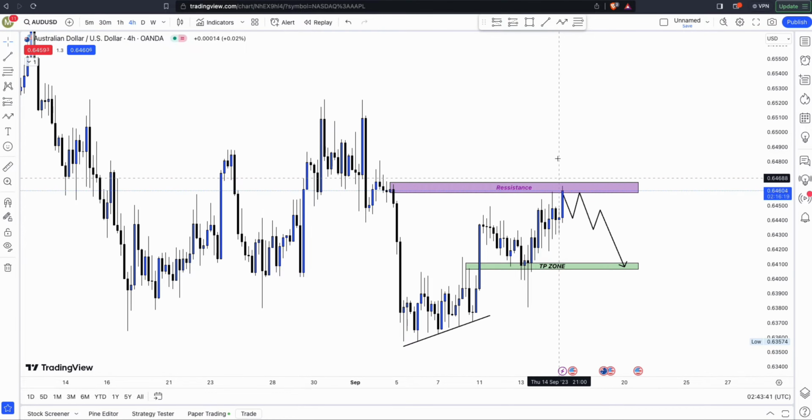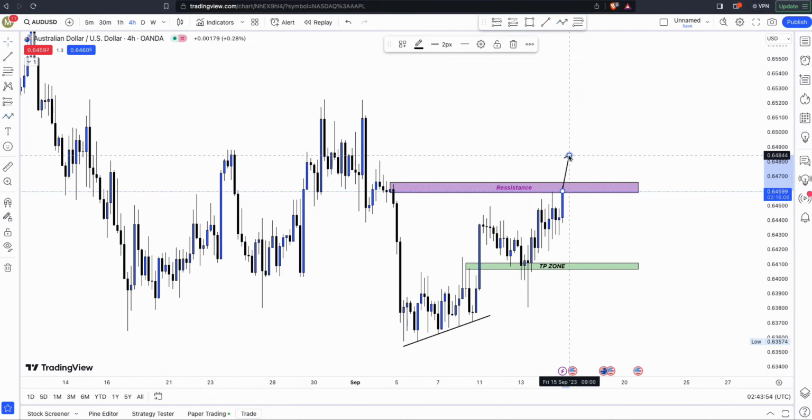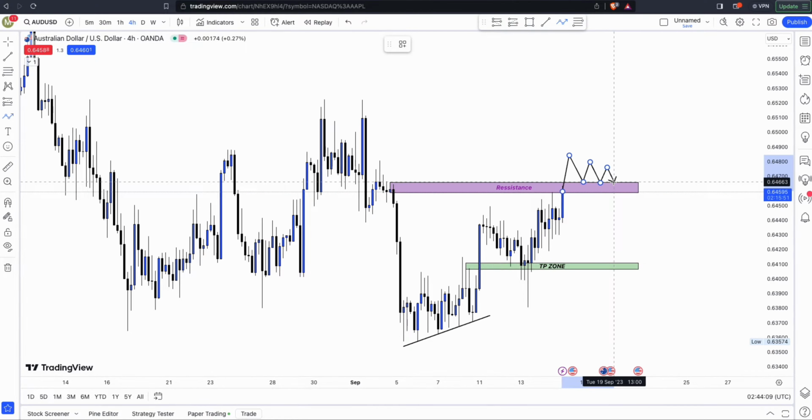If price does break above this resistance zone, though, this setup will be invalid. Let me tell you why. If price breaks out of this zone, we can expect price to go here, come here, maybe bounce on this a little bit, and then what happens, if you have watched my other videos, you will understand price action. Here price action happens, and then price went.